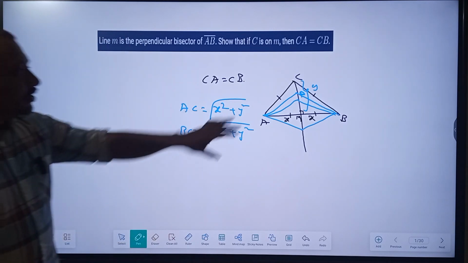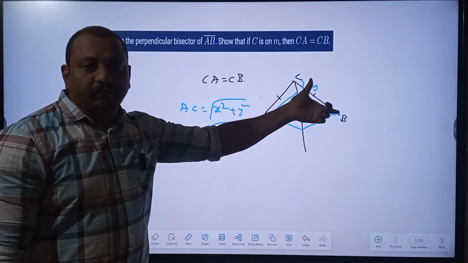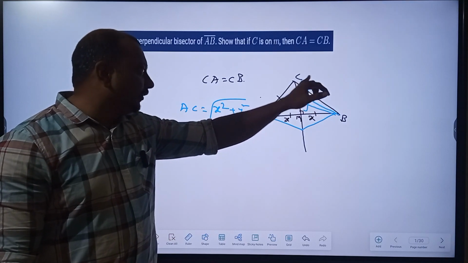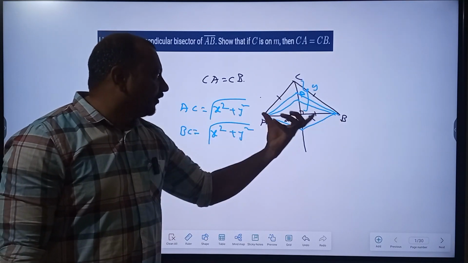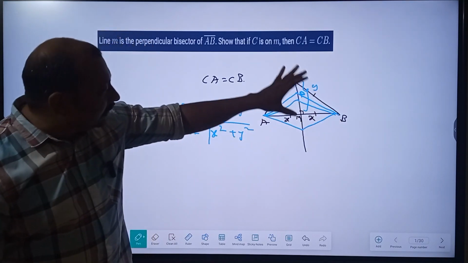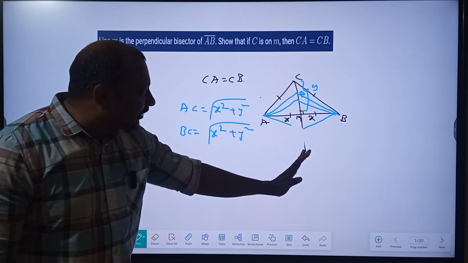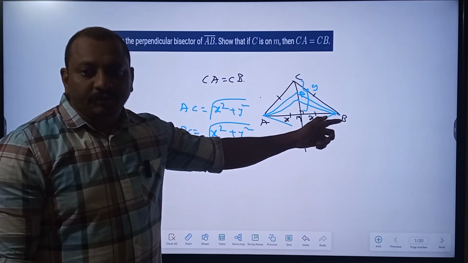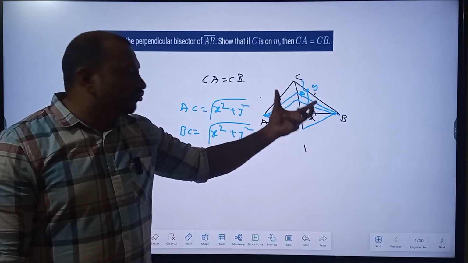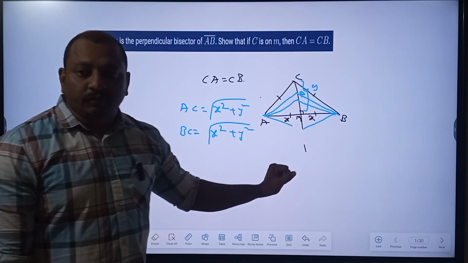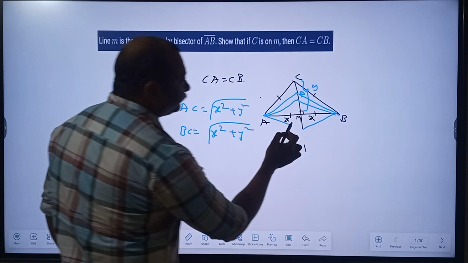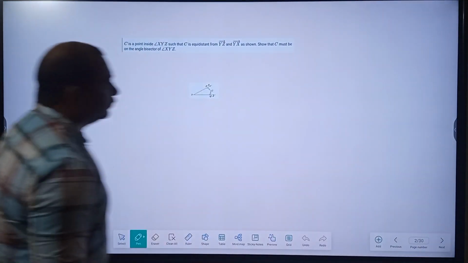Like this, we can say these two lengths have the same distance, the same length. This point is equidistant from the points A and B. So all the points on the perpendicular bisector of line BC are equidistant from the points A and B. Simply, the perpendicular bisector. Next one.